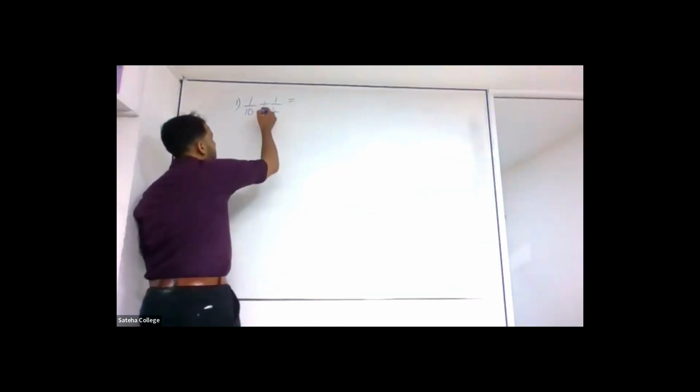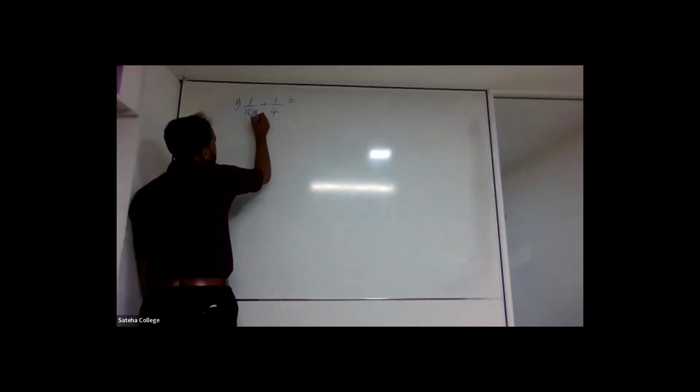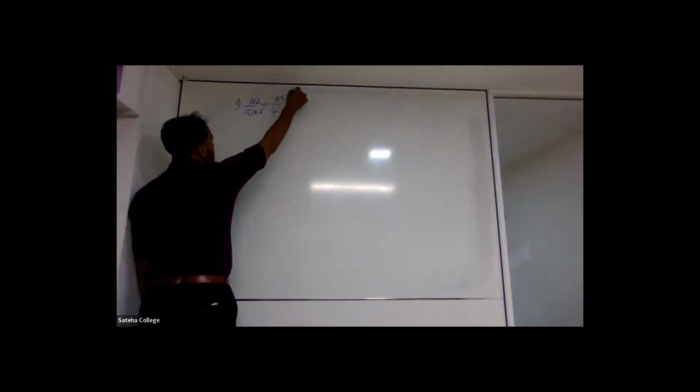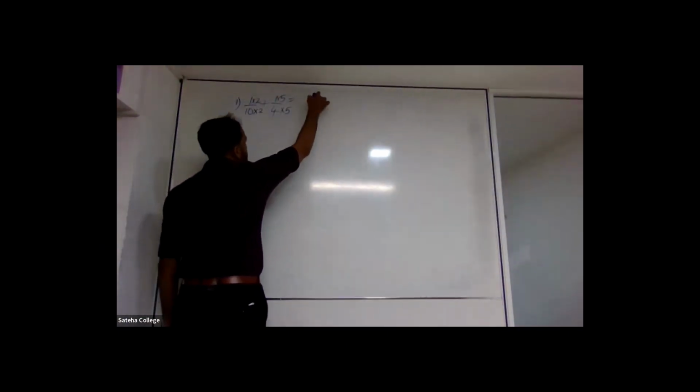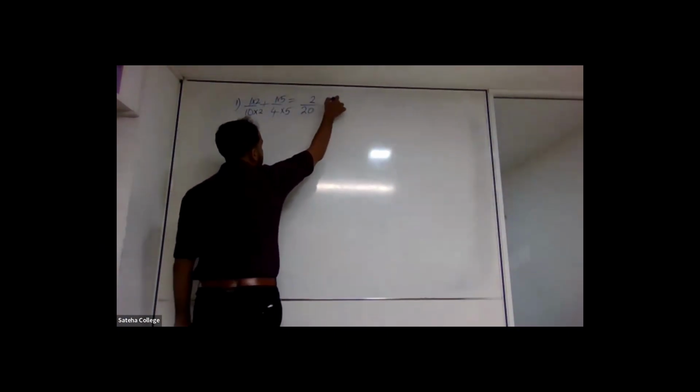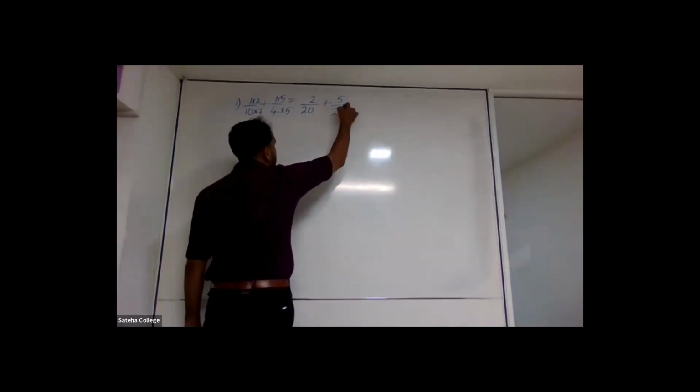20, right? So 10 to convert to 20, you will multiply by 2. Numerator also you multiply by 2. 4 to convert to 20, you multiply by 5. Numerator also you multiply by 5. Now 1 into 2 is 2, 2 over 20 plus 5 over 20.